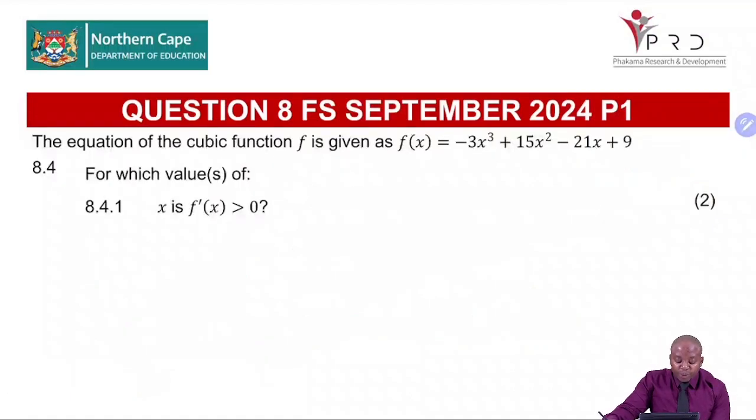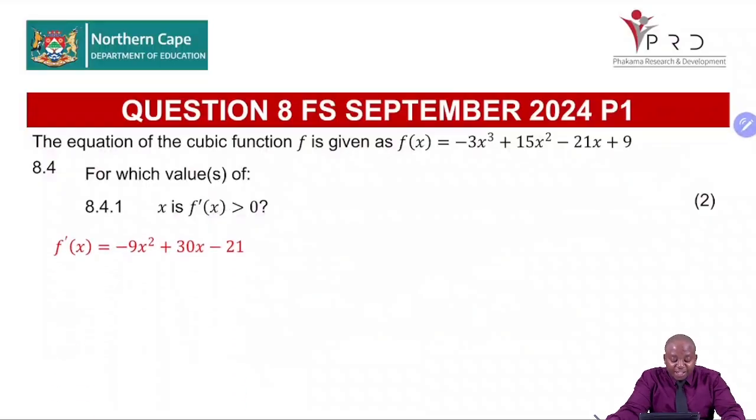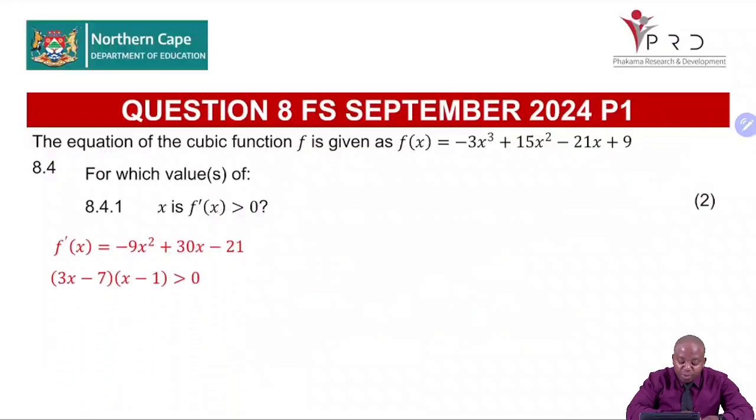Now let us look at 8.4. 8.4 is as follows. It says, for which values of x is f prime x greater than 0? What are we supposed to do here? We are supposed to find f prime x is equal to negative 9x squared plus 30x minus 21. And we are saying now this is greater than 0. And when we are working with a parabola here, because the degree of x there is to the power 2, then we factorize the left hand side.